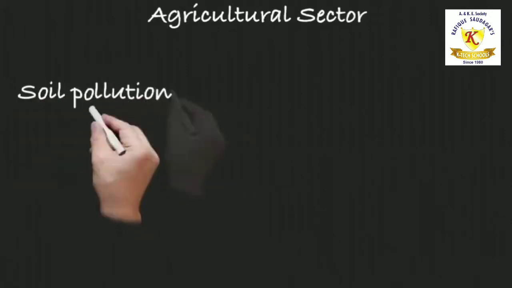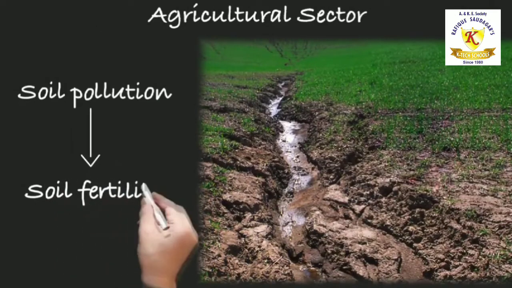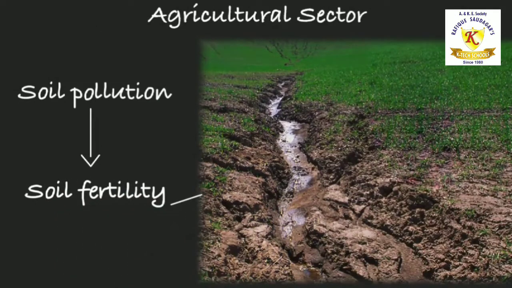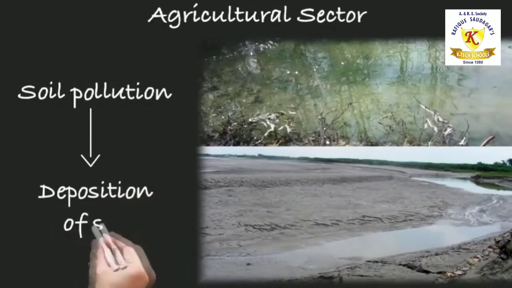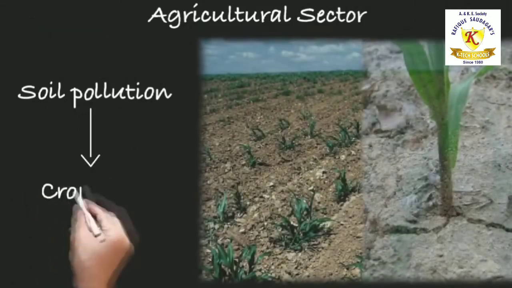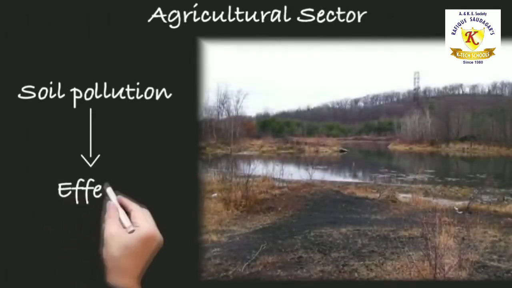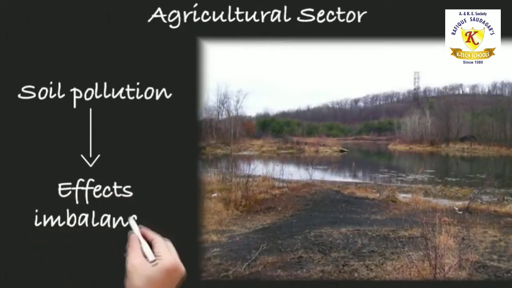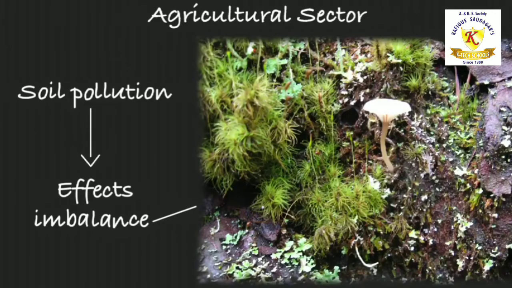In agricultural sector, soil pollution reduces soil fertility and it causes the deposition of silt in tanks and reservoirs, reduces crop yield and affects the imbalance of soil, the fauna and flora.